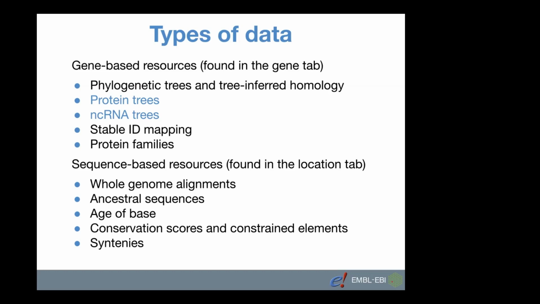The second type of comparative analysis data that you can find in Ensembl are called the sequence-based resources, which can be found in the location tab. And here we have analysis derived from whole genome alignments. So for example, reconstructed ancestral sequences. We have base scores such as age of base, conservation scores, constraint elements, but also synteny, which is a conservation of gene order on a chromosome.